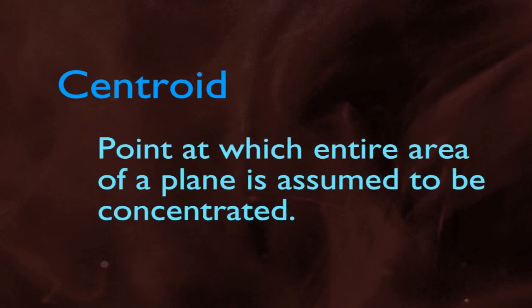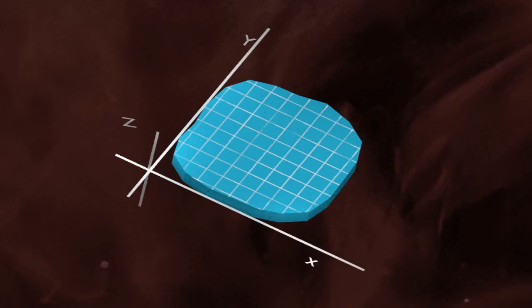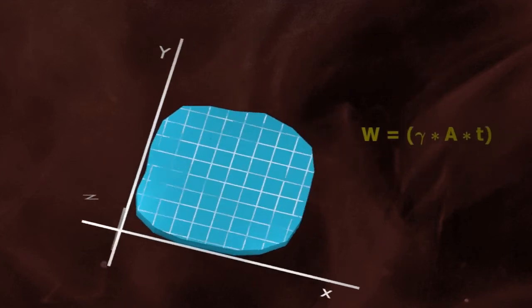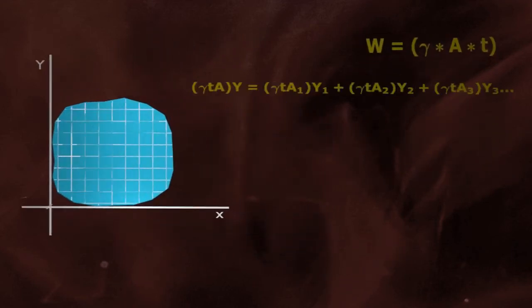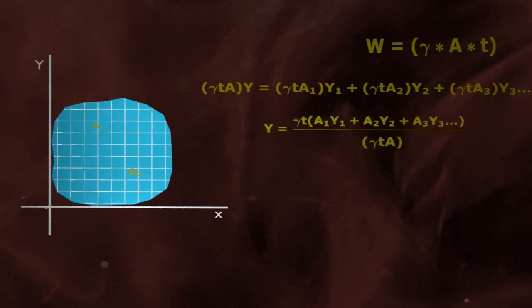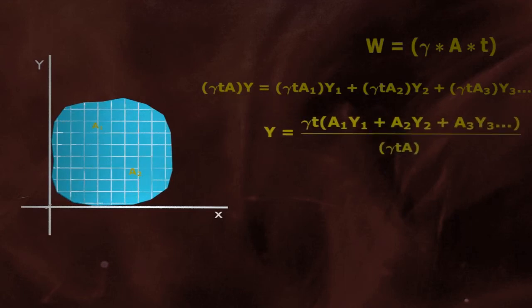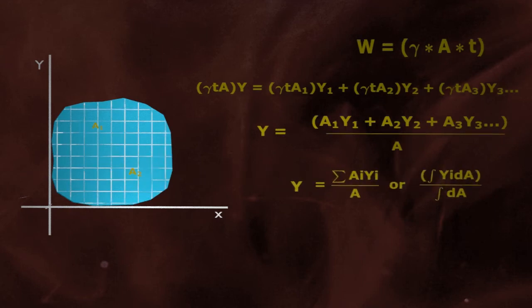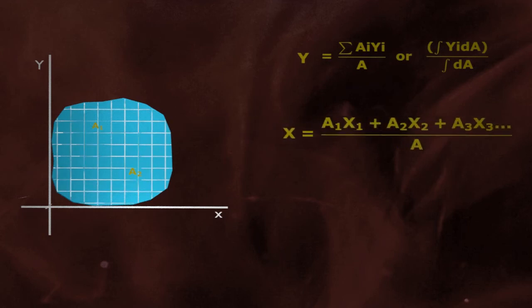Unlike center of gravity, the centroid of an area is the point at which the entire area of a plane is assumed to be concentrated. Suppose the area of this plane is A with uniform thickness T and unit weight of material gamma. If we take moment about the x-axis, we get this equation. Similarly, take moment about the y-axis, we get the x coordinate.